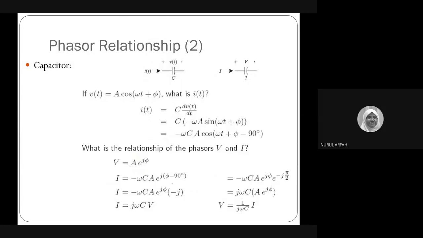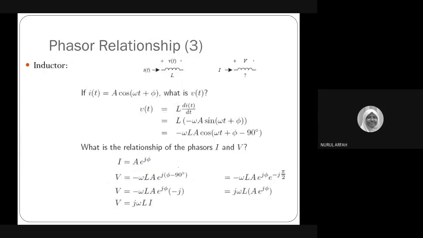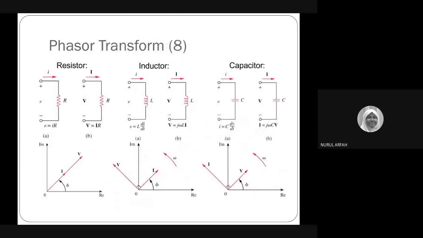Which one is leading? Still remember which one is leading? I think the explanation in the video is quite clear. So if you look at here, for the inductor, current is lagging, right? And for the capacitor, current is leading. For the resistor, current and voltage are in the same phase, no phase difference. But for the inductor and capacitor, they have a 90-degree phase difference.